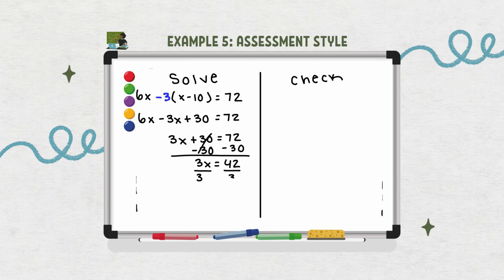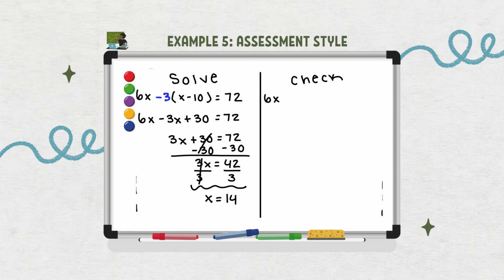Now we need to divide by 3 on both sides because it was still attached to the x through multiplication. 3 divided by 3 just leaves us with x, and 42 divided by 3 is 14. Now we need to plug x back into the original equation. And notice there are 2 x's in the original equation, so we need to plug them both in for 14.